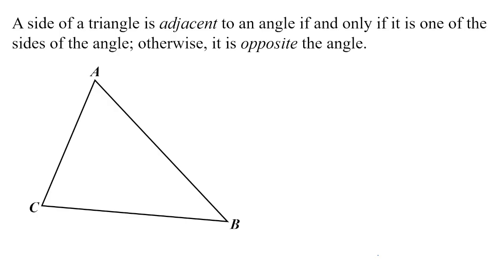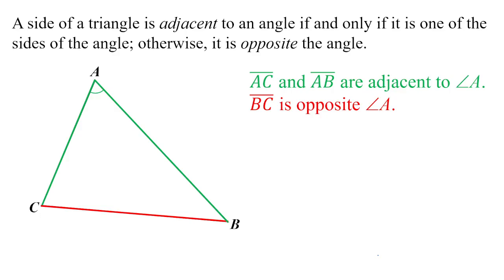So now we have sides that are adjacent to an angle and sides that are opposite the angle. A side of a triangle is adjacent to an angle if and only if it is one of the sides of the angle. Otherwise, it is opposite the angle. So if you look at each angle of a triangle, two of the sides are adjacent to it, and the remaining one is opposite. Let's see what that looks like.